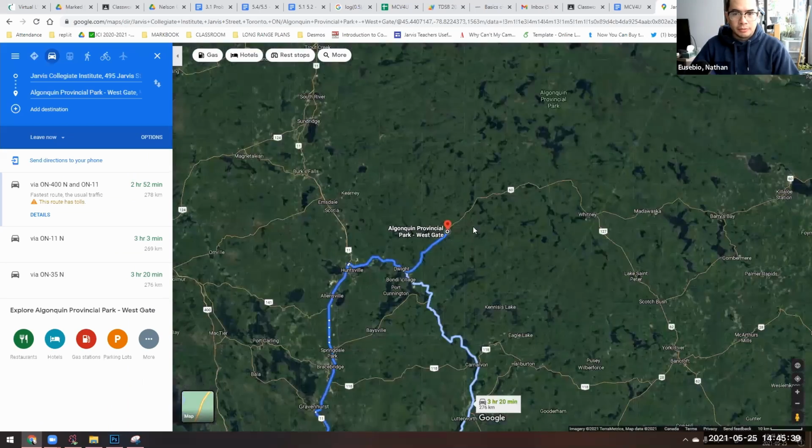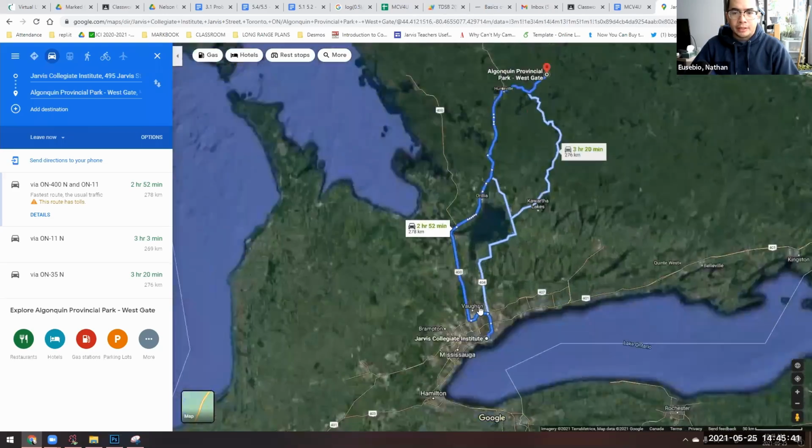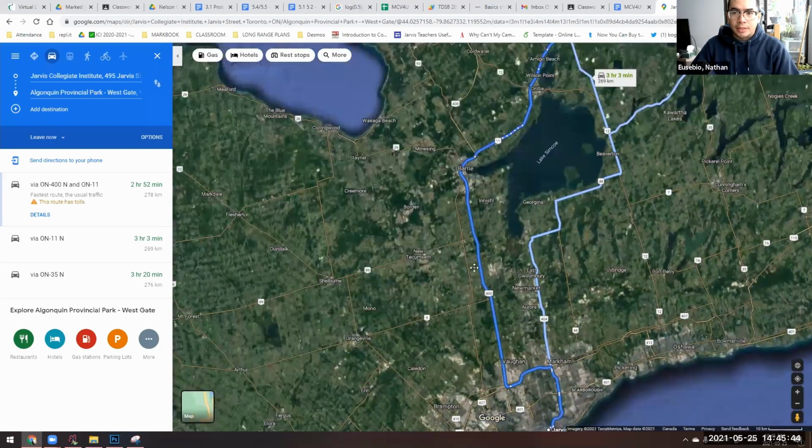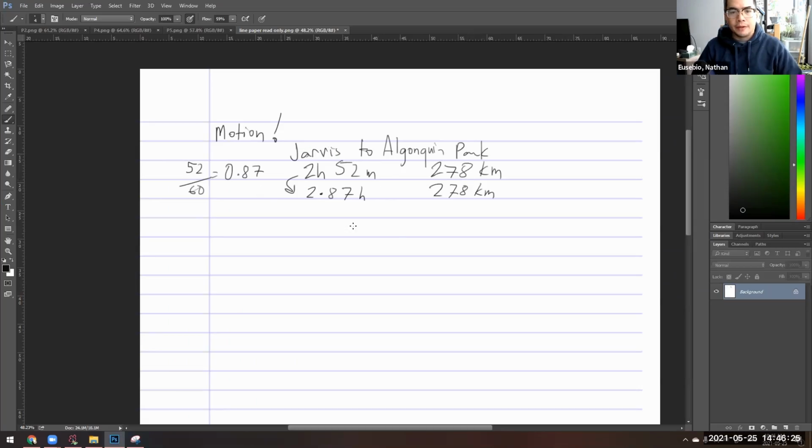Google is assuming the current rate of traffic, and it's assuming that we follow these roads exactly. So there's a lot we can figure out from here. I mean, we can figure out the speed, right? Velocity, sorry, I should say velocity is distance over time. So I have to do 278 kilometers divided by 2.87 hours. 96. Ooh, that's fast. I'm going to go 97 kilometers per hour.